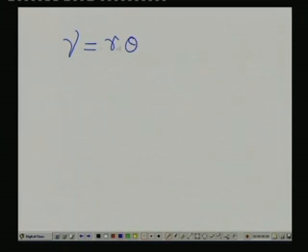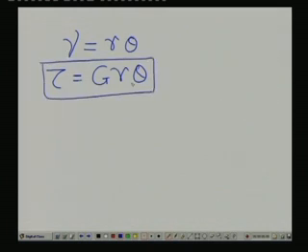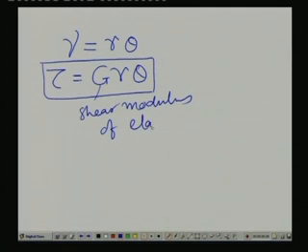So, what is the shear stress tau? Shear stress tau comes out to be equal to G into R into theta. So, we are getting this as the relationship. What is G? This is the shear modulus of elasticity, that we have learned earlier.